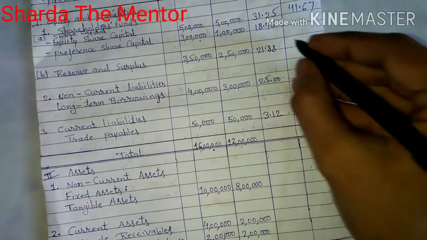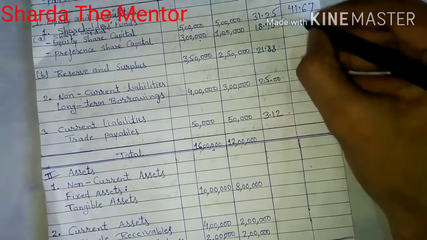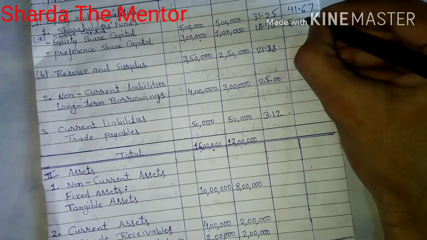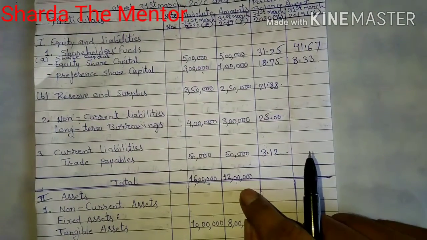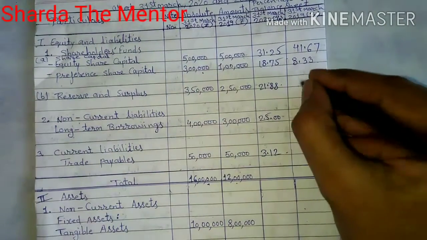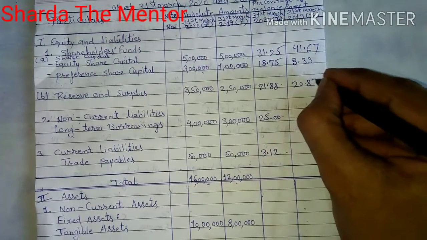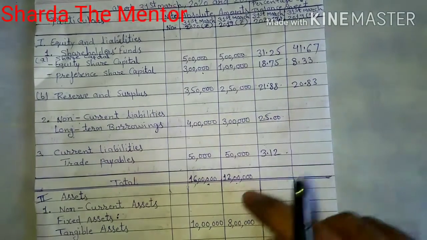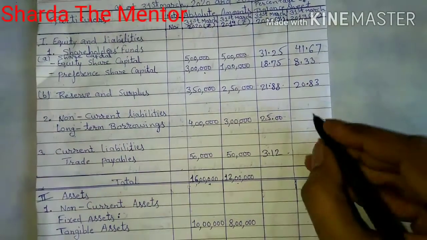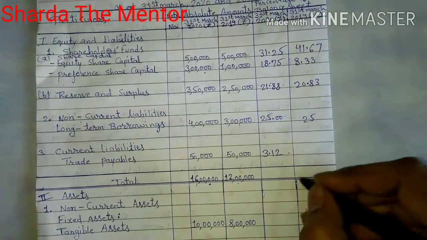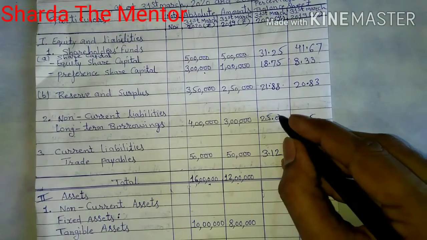In the same way, that will be 1 lakh divided by 12 lakh, so 8.33. 2 lakh 50,000 divided by 12 lakh, so that value comes around 20.83. 3 lakh divided by, now see here, 3 divided by 12, so that is around 25, same 25%.